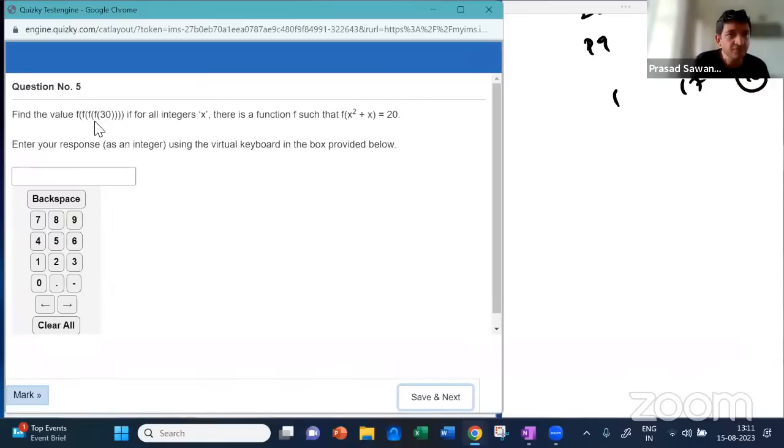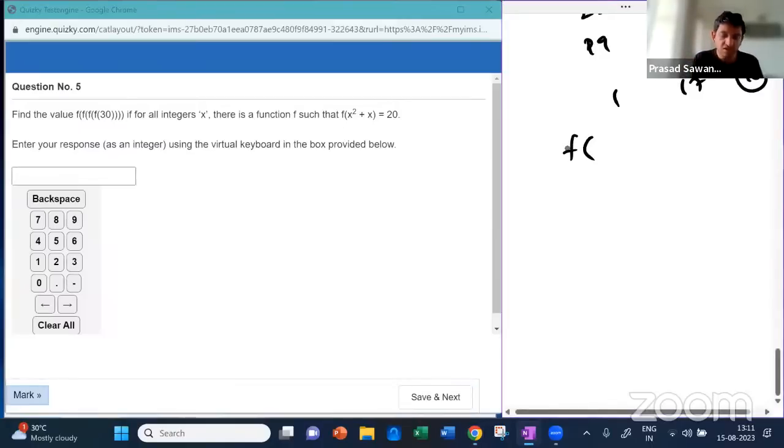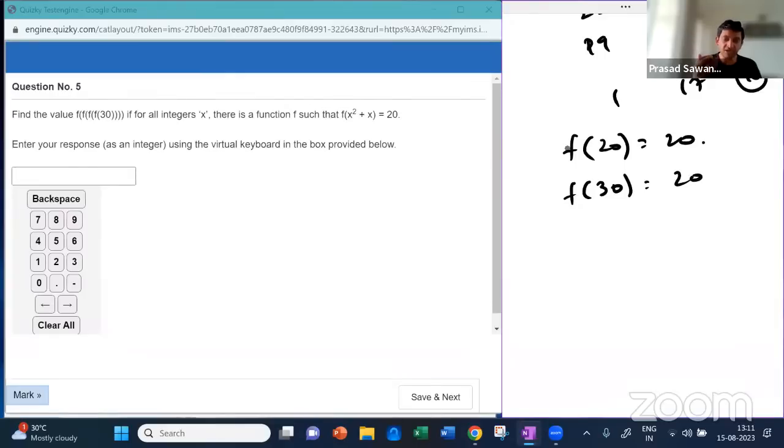f of 30, f of x square plus x is 20. f of x square plus x is 20. We need to find f of 30. So if x is 4, let's say, so 4 square plus 4, f of 20 will become 20 itself, right? Okay. What about x is 5? f of 30 will become 20. So everything f of whatever is 20, right? So f of 30 becomes 20 and f of 20 becomes 20. So everything will be 20.